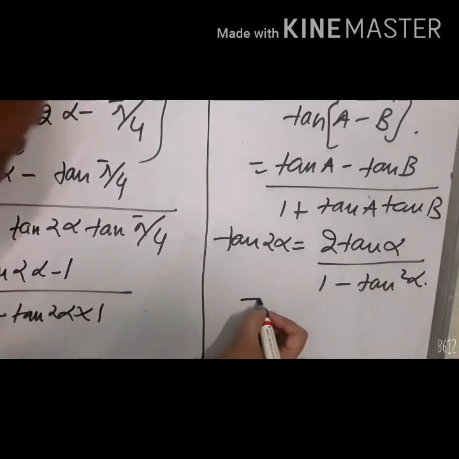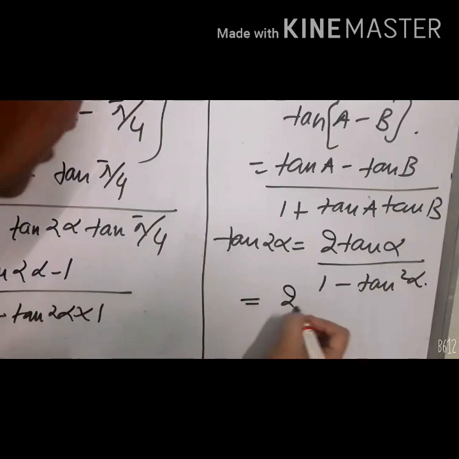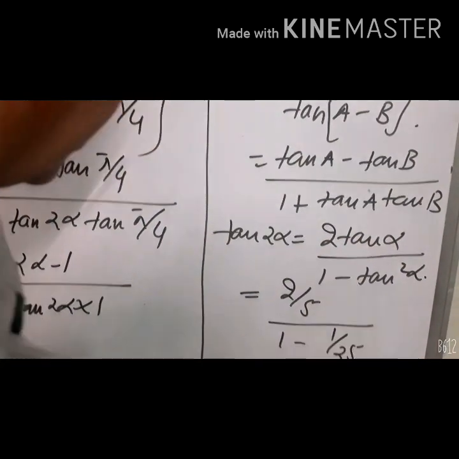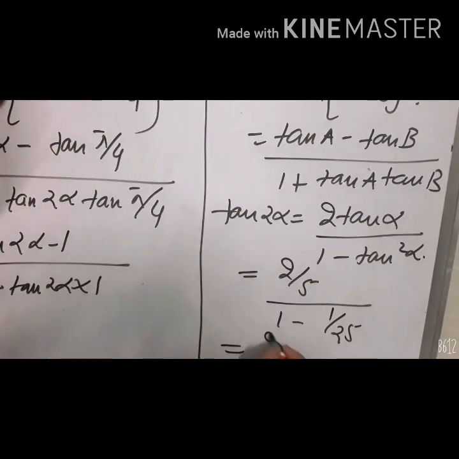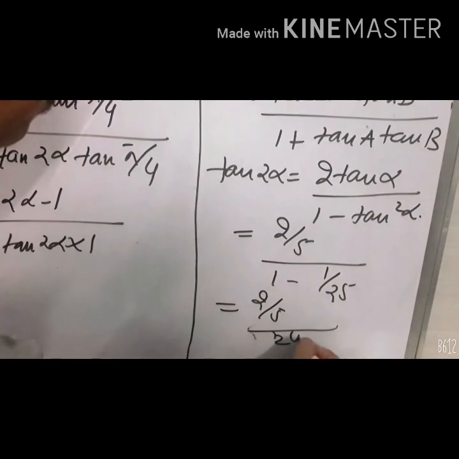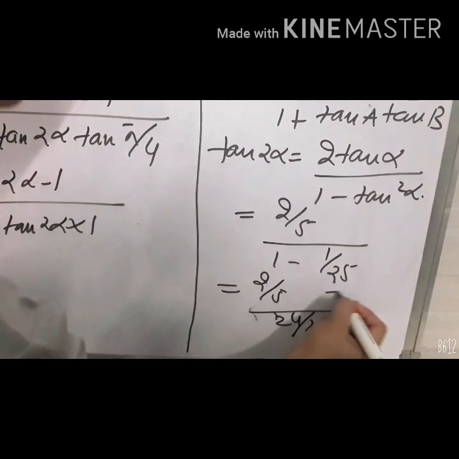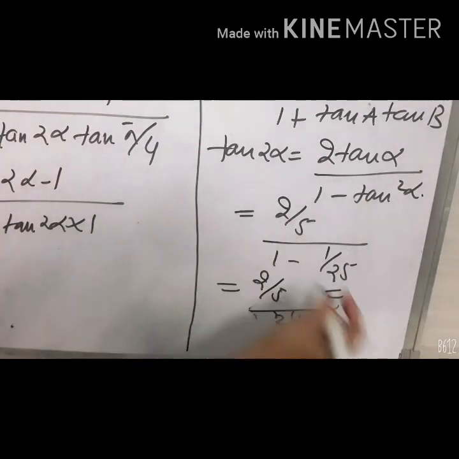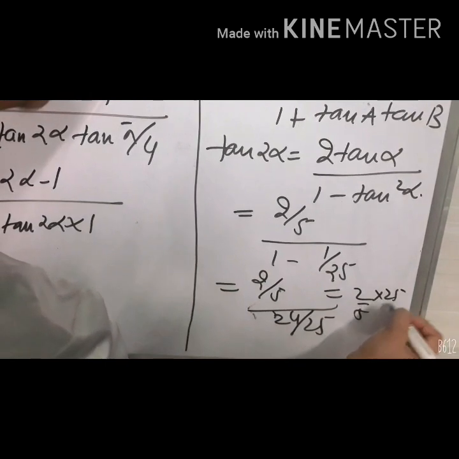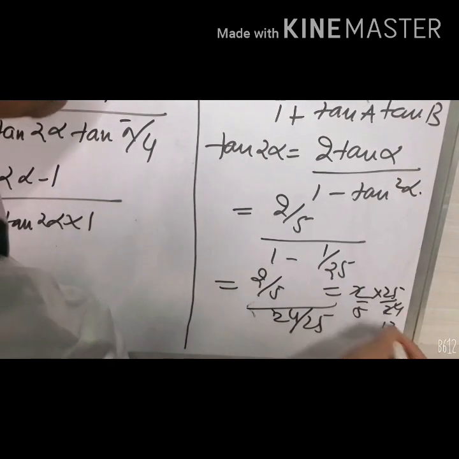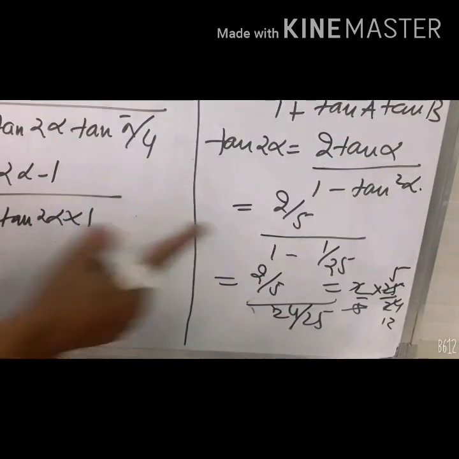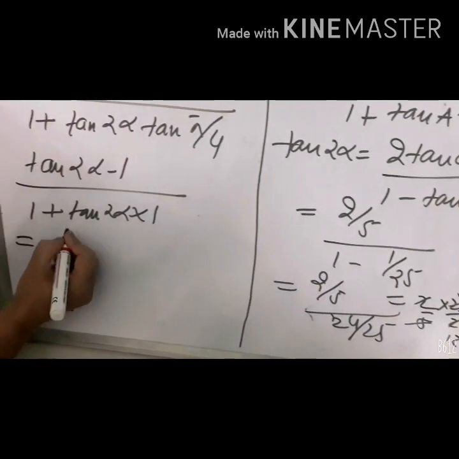Correct? Now keeping the value of 10 alpha, it becomes 2 by 5, 1 minus 1 by 25. It becomes 2 by 5 by (25 minus 1) by 25, 24 by 25. When you solve it, what will you get? 25 will go up and it becomes 2 by 5 into 25 by 24, 5 by 12. So I got the value of tan 2 alpha is 5 by 12. Keep this value.